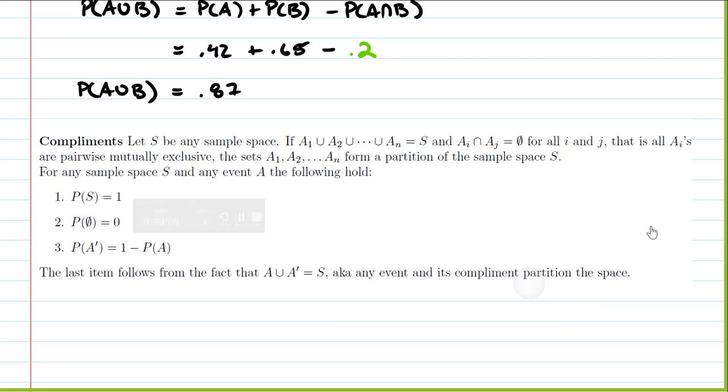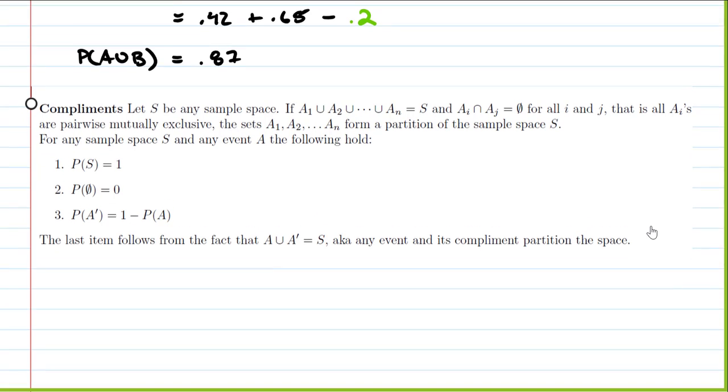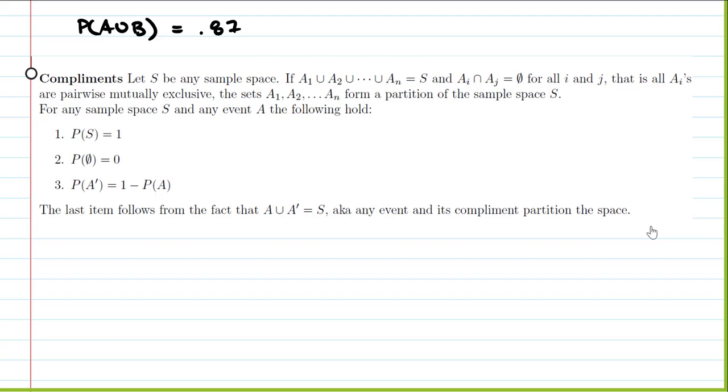All right, so complement. Let S be any sample space, and if the events A1 union A2 union through AN equal S, and all of the events are mutually exclusive, so Ai intersect Aj is empty for all i and j, that is that the Ais are pairwise mutually exclusive, then the sets A1 through AN form a partition of the sample space S.